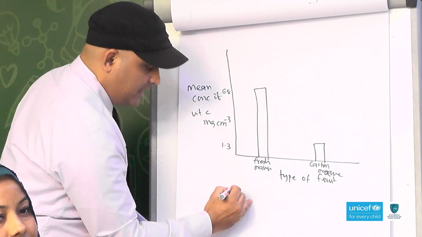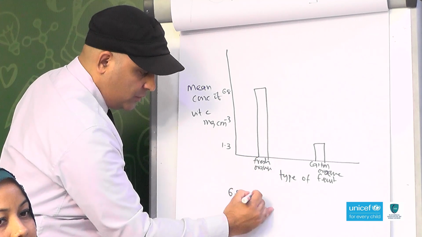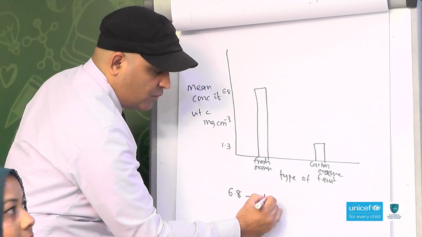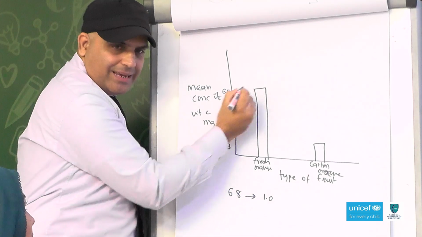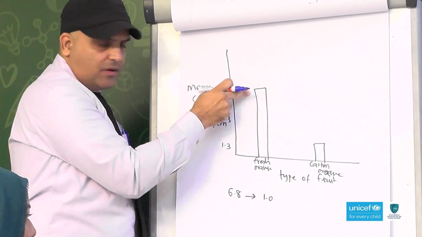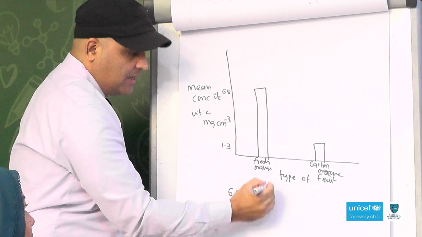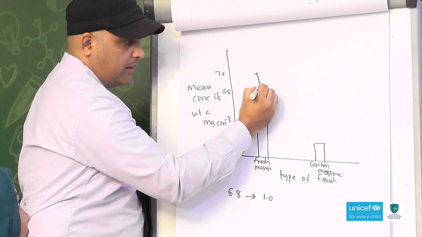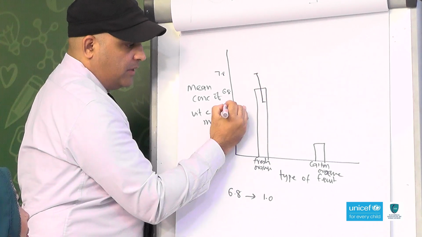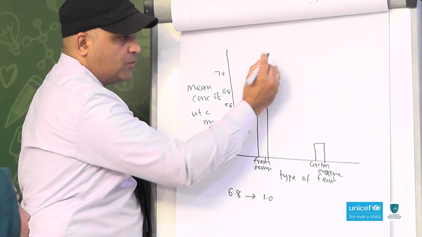For 6.8, that is for fresh orange, the standard deviation is 1. Now you already know how to draw this. So what are you going to do? 6.8, it's already drawn there on the bar graph. The length of the bar is 6.8 plus 1, that is 7.8 here. Then minus 1, that will be 5.8. This is how you draw this.